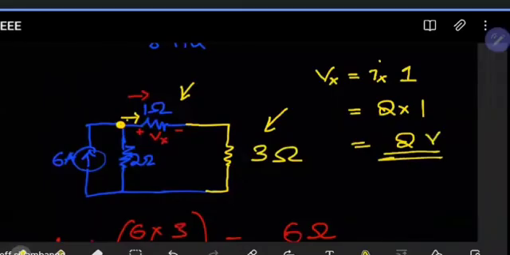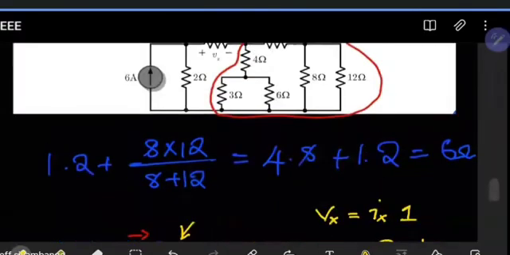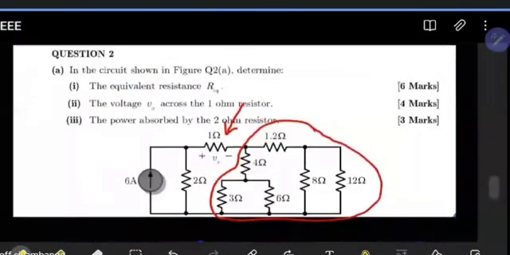Now, how about the last part? The last part is the power absorbed by the 2 ohm resistor. Where is the 2 ohm resistor? It's this one here. But before we go to power absorbed by the 2 ohm resistor, do we have a question on the previous one? Okay, so looks like we are okay with this one.